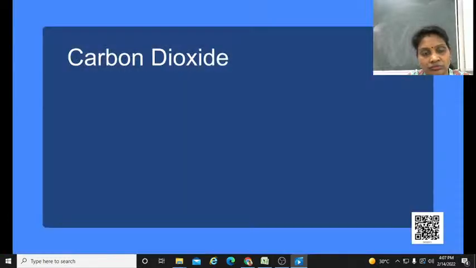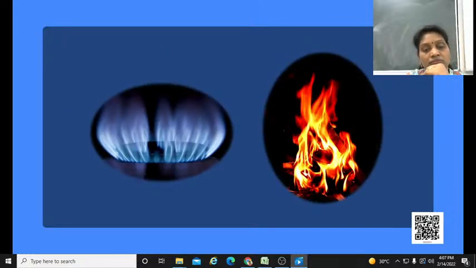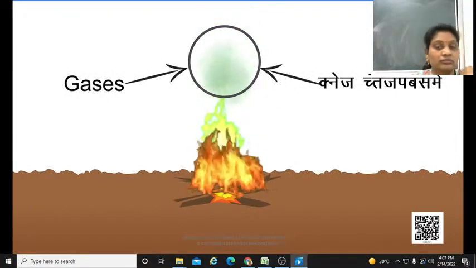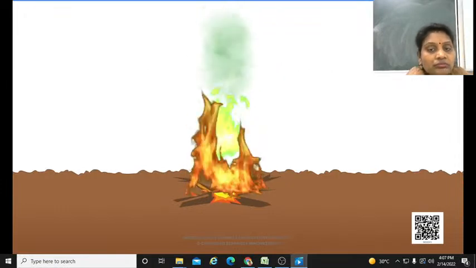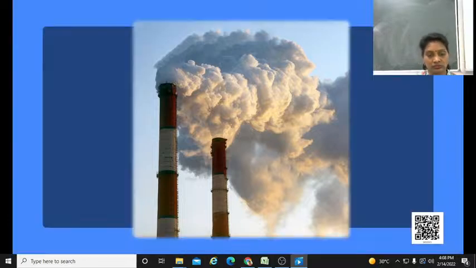In addition to carbon dioxide, oxygen, water vapors and nitrogen, the air also has dust and smoke. The burning of fuel also produces smoke. Smoke contains a few gases and fine dust particles and is often harmful. That is why you see long chimneys in factories. This takes the harmful smoke and gases away from our nose. Dust particles are always present in air.